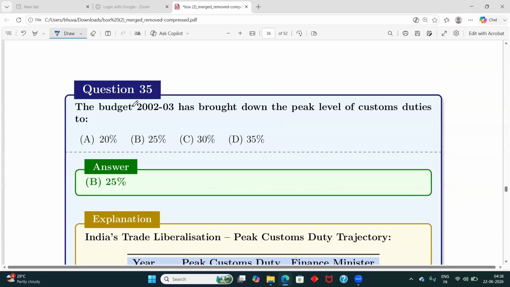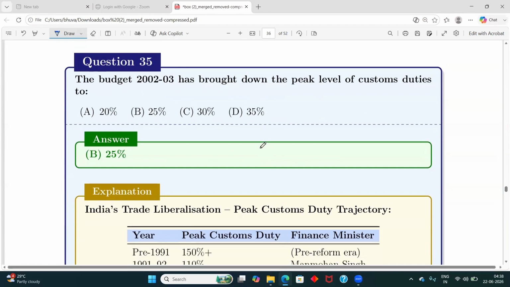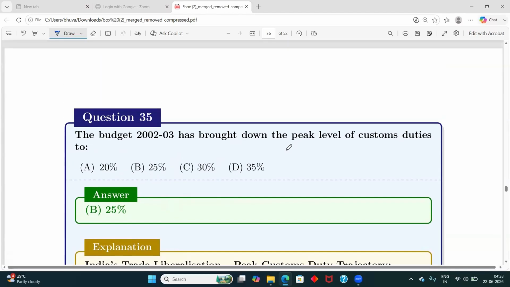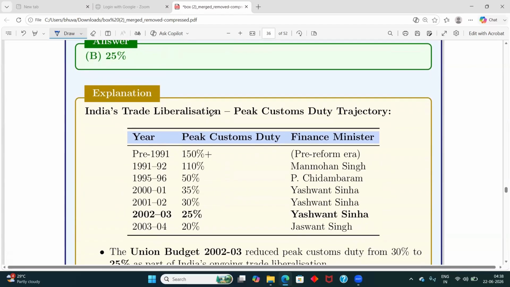Question number 35. In the budget of 2002-3 has brought down the peak level of custom duty to 20%, 25%, 30% and 35%. This paper is 2004. So question come from budget 2002 and 2003. Let's see the peak level of custom duty. Trade liberalization peak custom duty trajectory. In 1991, custom duty is more than 150%. This is pre-reform era condition.